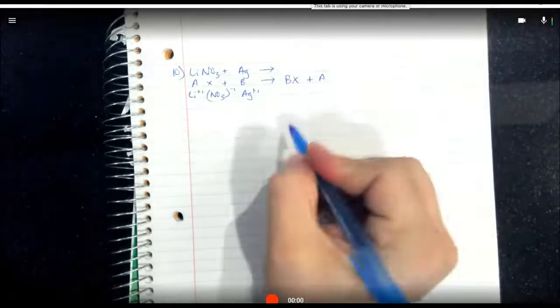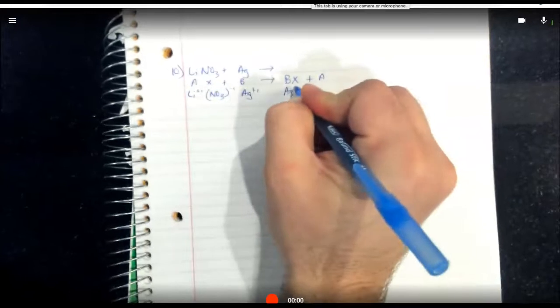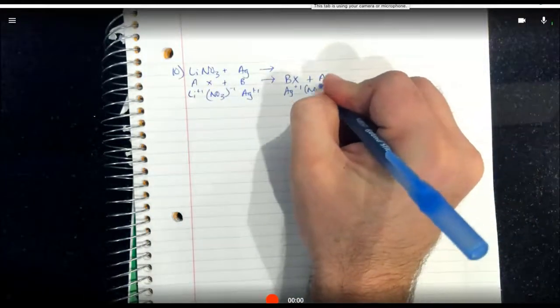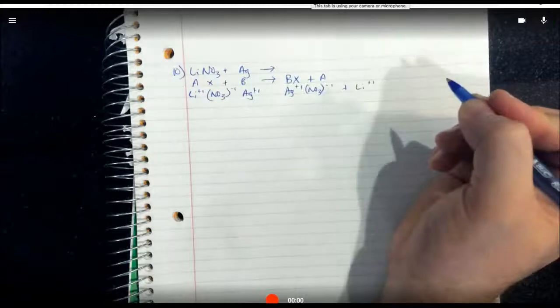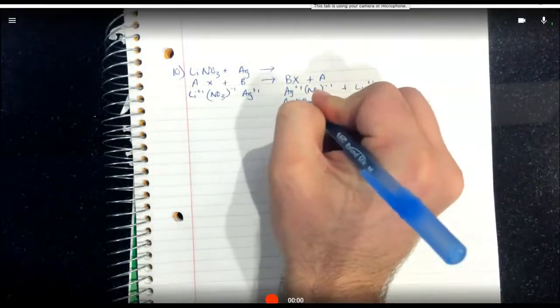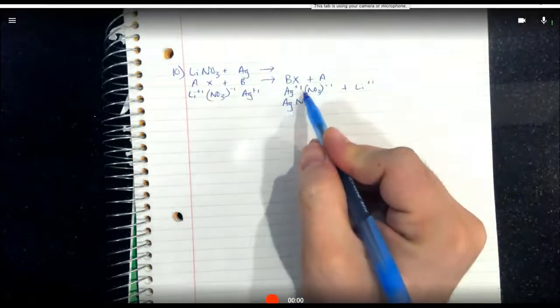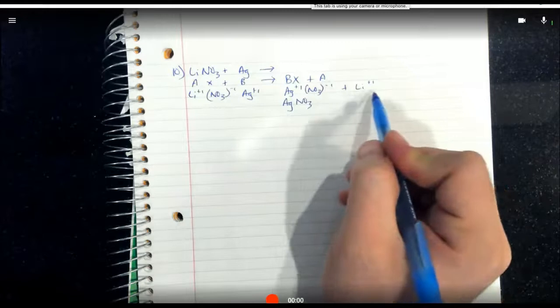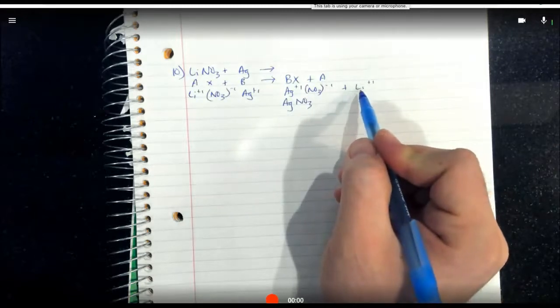Okay, so B was silver, so Ag +1. X was nitrate, NO3 -1. And A was lithium, +1. So when we do our switcheroo, we end up with AgNO3. No need for the parentheses because the 1 would be outside the parentheses, so there's no need for it there. And then lithium is written as +1 here.